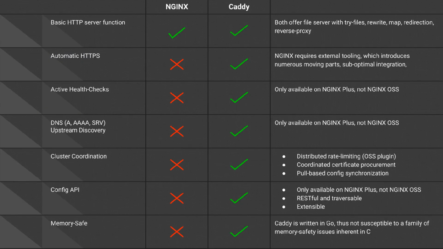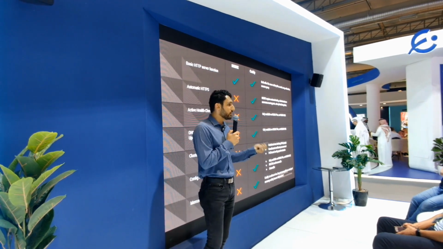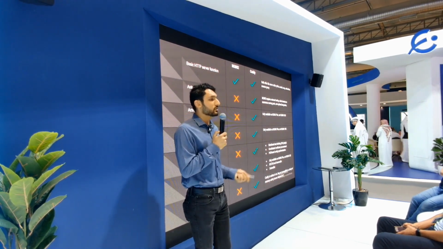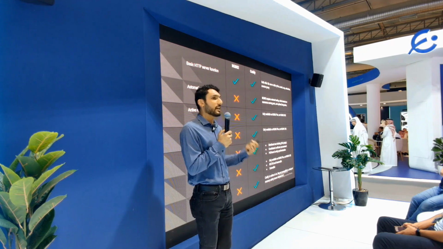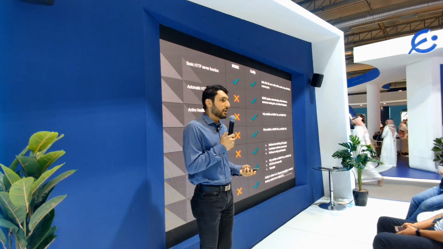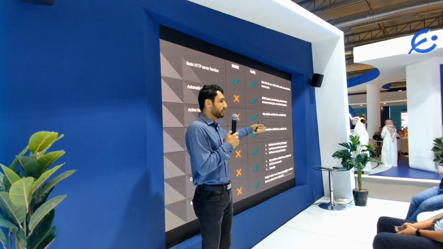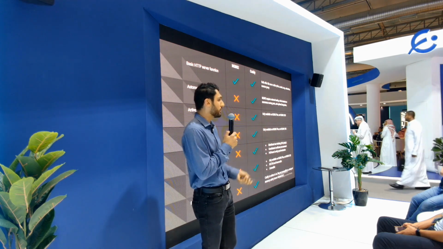Now, the killer feature of them all is cluster coordination. You cannot live with one server in your environment. You have to have multiple. And if you have multiple servers, you need to have them coordinating their data. For example, you have your TLS certificates. You cannot have duplicates across your nodes. That is not really efficient, and it creates a load on the certificate authority.